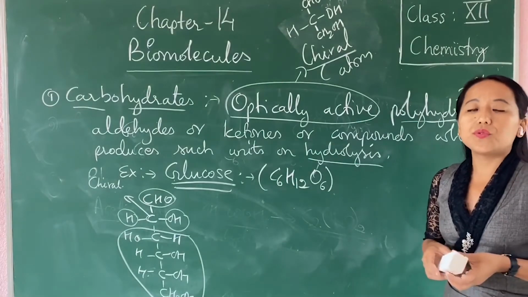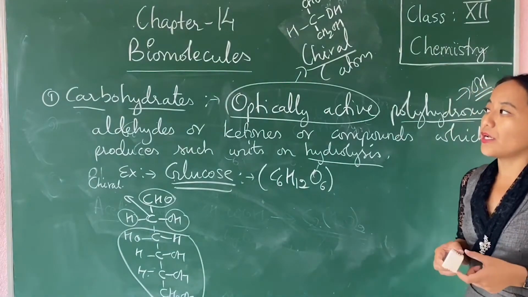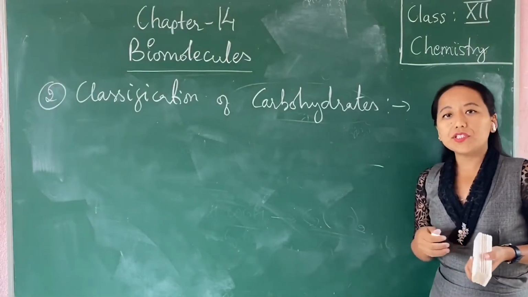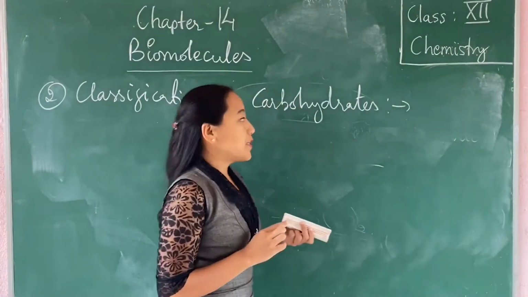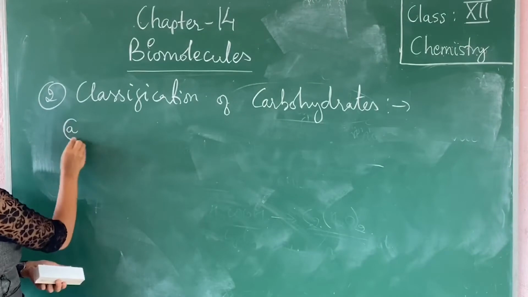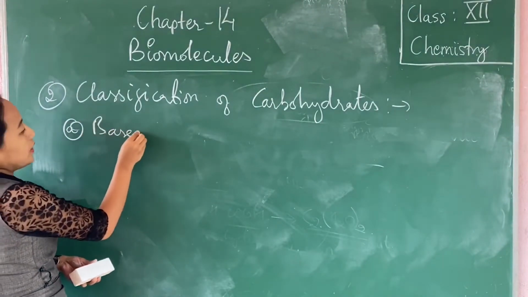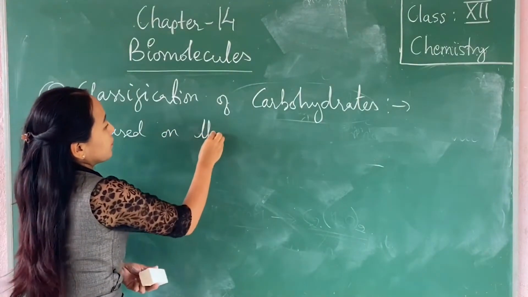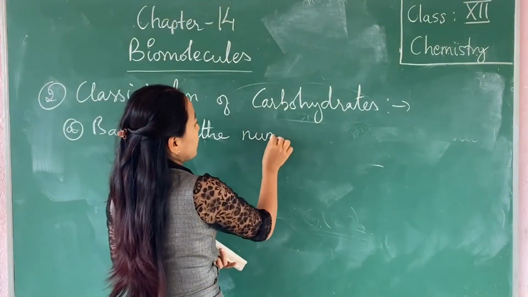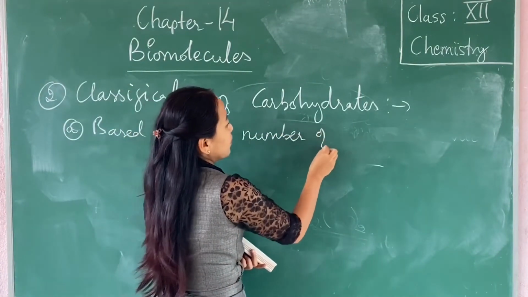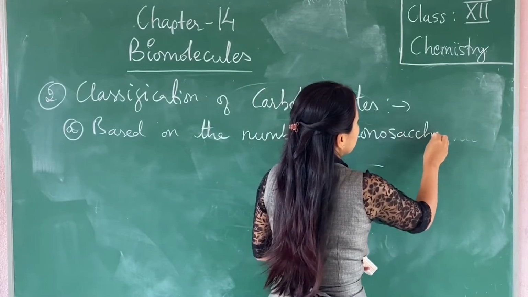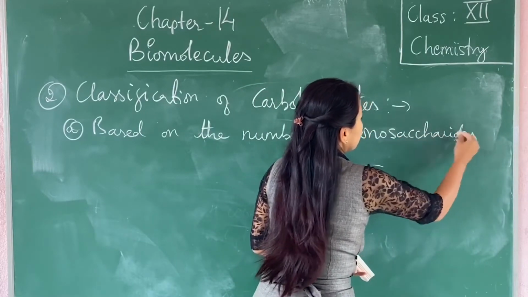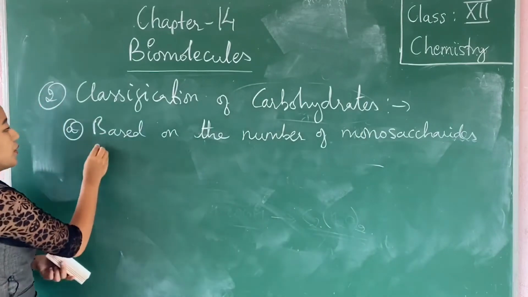Now let's move to the classification of carbohydrates. Classification of carbohydrates can be done in a few different ways. The first one is based on the number of monosaccharides produced on hydrolysis.